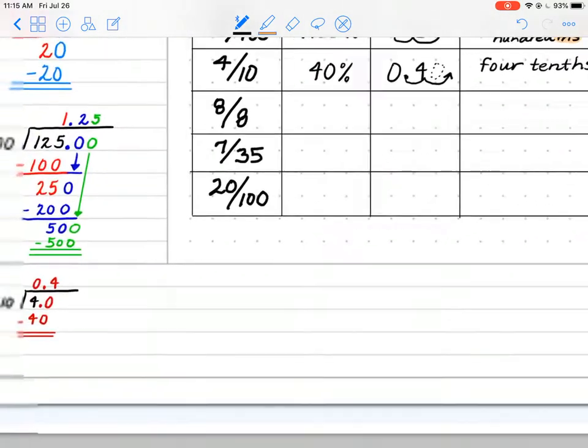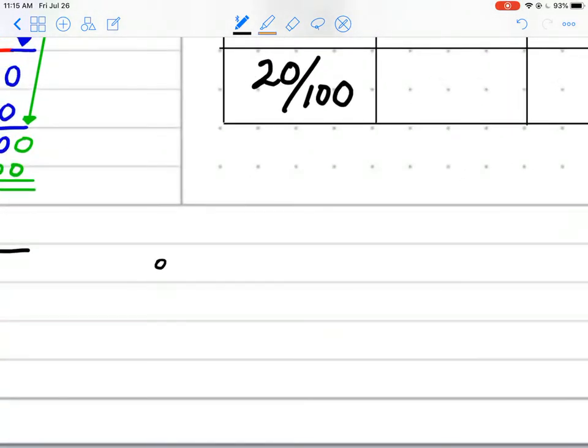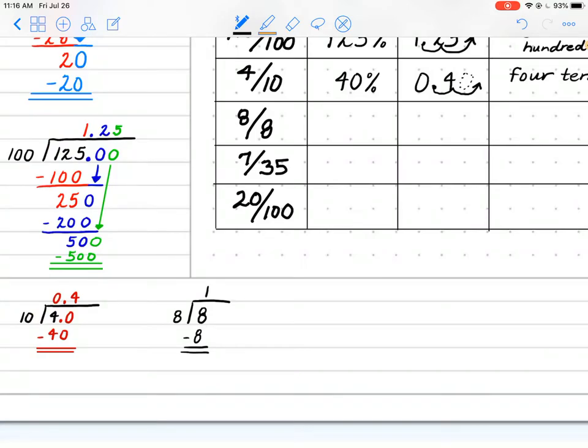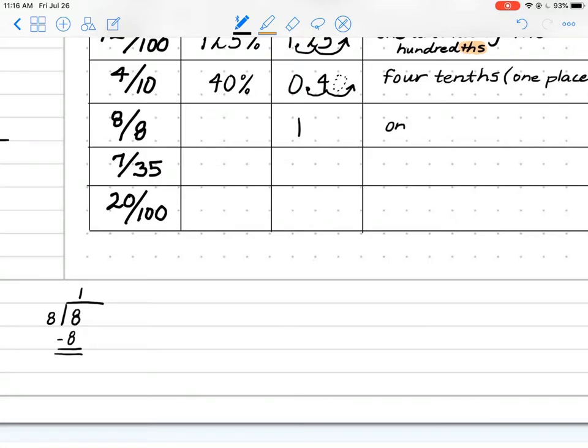Okay, this one's interesting. 8/8. So when you divide 8 into itself, you say, can 8 go into 8? Yes, it does. It goes 1 time, and 1 times 8 is 8. So there is none left. So my decimal is 1. This is 1. It's 1 whole. And to get your percent, you move the decimal 2 places to the right. So that 8/8 is 100%. It's 1 whole.